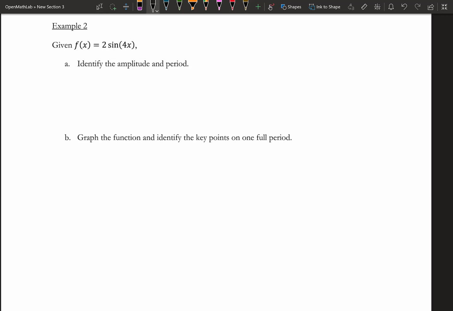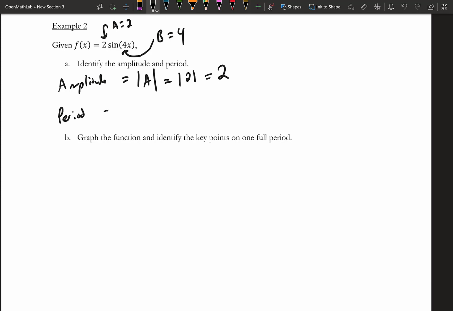So the amplitude, remember, is equal to the absolute value of a. So in this case, a equals 2, right? And then this 4 value, remember, that's the b value, so b is 4. So amplitude is equal to the absolute value of a, which would be the absolute value of 2, which is just 2, right? And then the period, remember, is equal to 2 pi divided by b, which would be 2 pi over 4 in this case, which just reduces down to pi over 2, right?